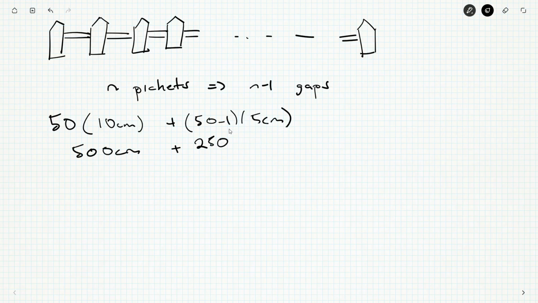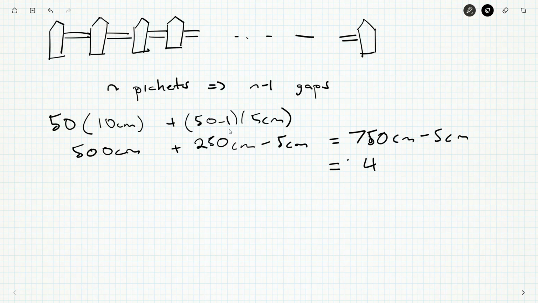5 times 5 is 25 with a 0 on the end. And do the minus 1 times 5. That might be easier for you. Go with whatever's easiest for you when you have to do calculations on your own. Try and be fast, but above all, make sure you're accurate. So 500 plus 250, that's going to be 750 centimeters. Minus another 5 centimeters is going to be 745 centimeters. And that's going to be our final answer. That is the length of a 50 picket fence.